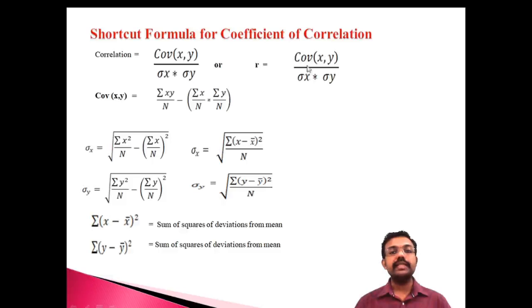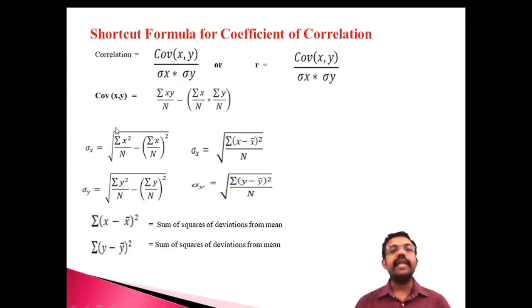The important elements are these: first find the covariance of xy, then identify the standard deviation of x, then identify the standard deviation of y. How do we find the covariance of xy? The covariance of xy equals sigma xy divided by n, minus, within the bracket, sigma x by n into sigma y by n. That is the formula for the covariance of xy. Once again, sigma xy divided by n minus sigma x divided by n into sigma y divided by n, all within the bracket. This term is the covariance.